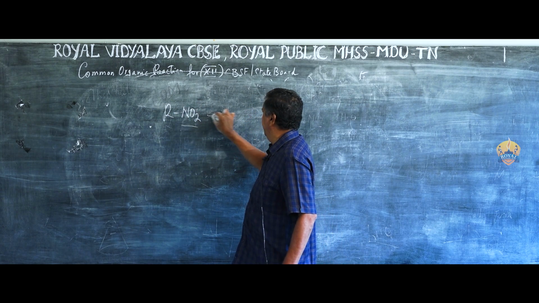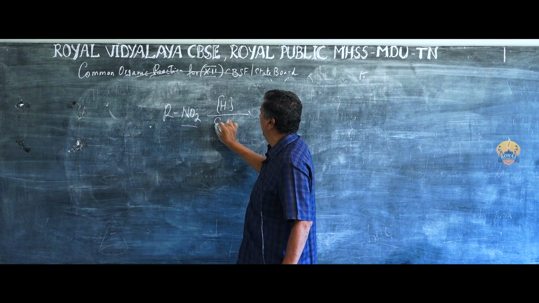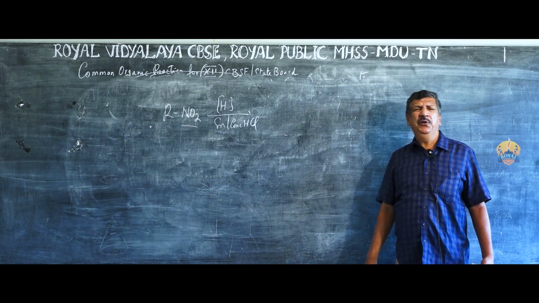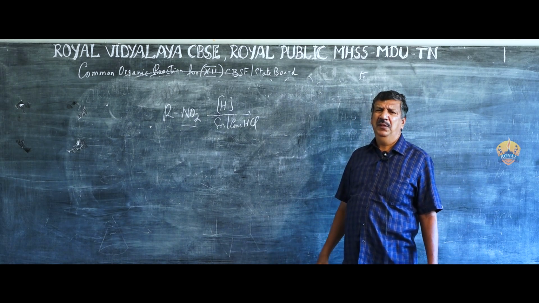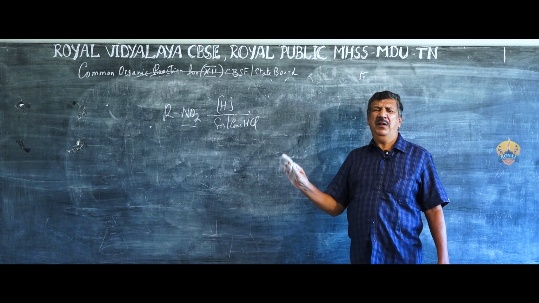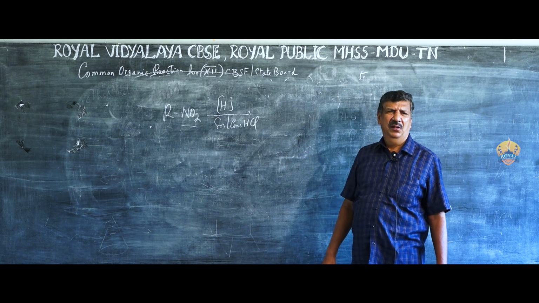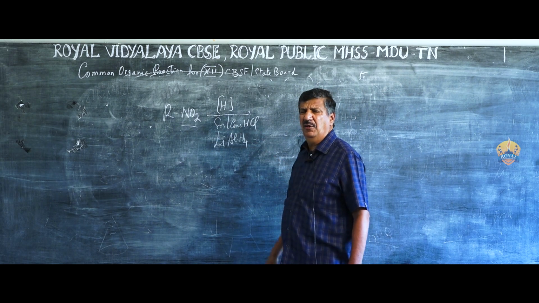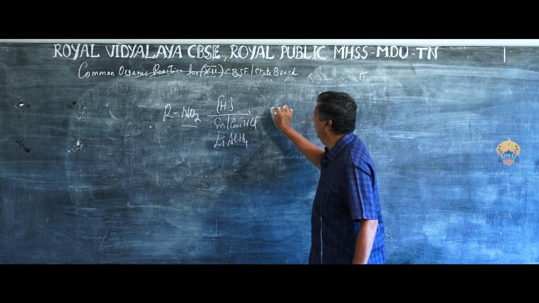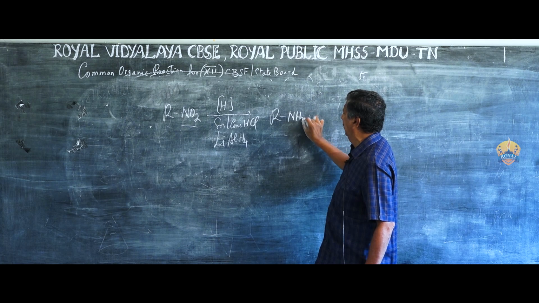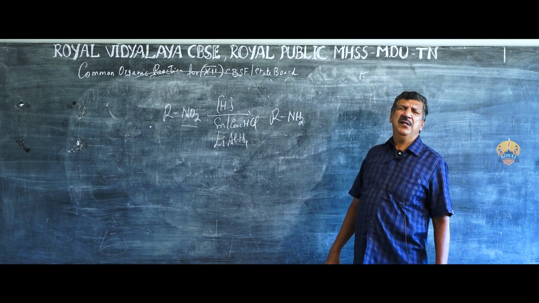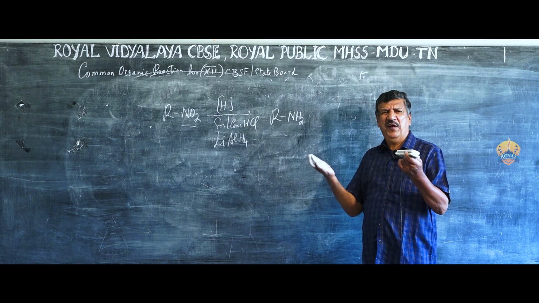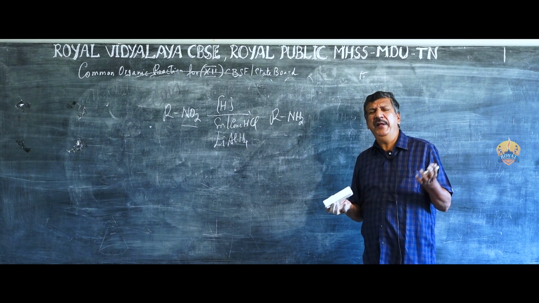Reduction of nitrobenzene using tin and HCl. What happens when you reduce any nitro compound, whether aliphatic or aromatic, using tin and HCl or lithium aluminum hydride? These are all reducing agents. What will happen? Very simple. You convert the NO2 into NH2, that's all. Somebody may ask what about the O and all? It will convert into water. Don't bother about that. Focus on the main product, NO2 to NH2, that's all.